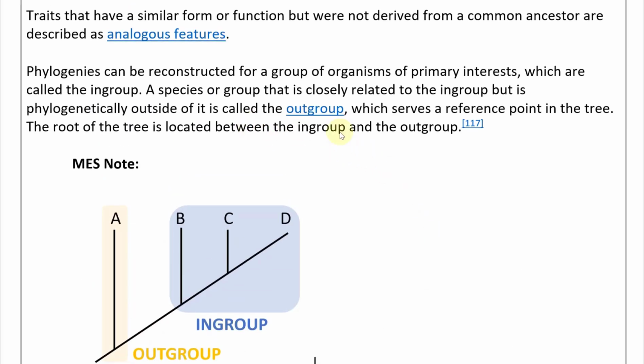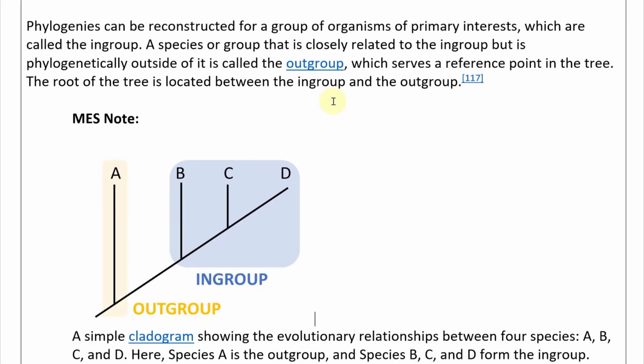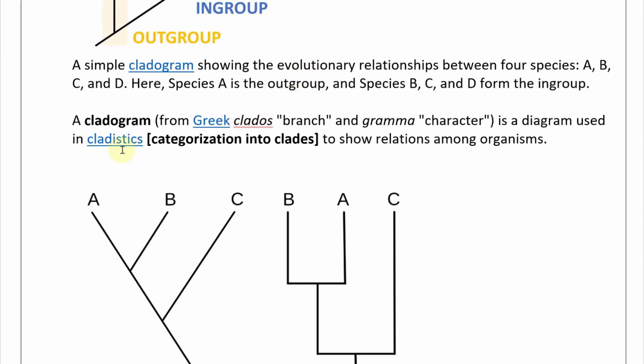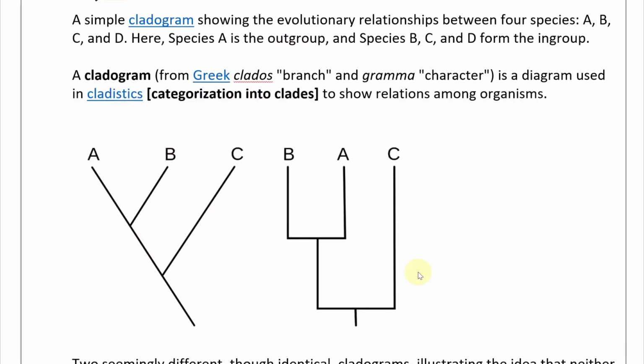And the interesting part here is the root of the tree is located between the in-group and the out-group. So the way that it's set up like this, this actually means that the root is over here, in between them. We'll get to that in a bit here. So here is just to illustrate that they mean the same thing.